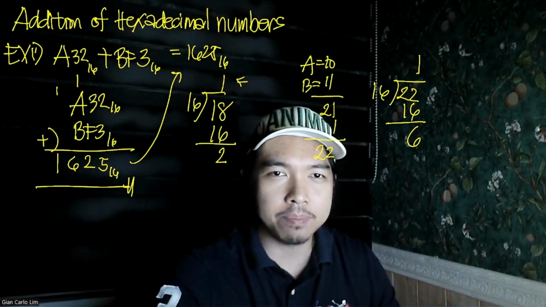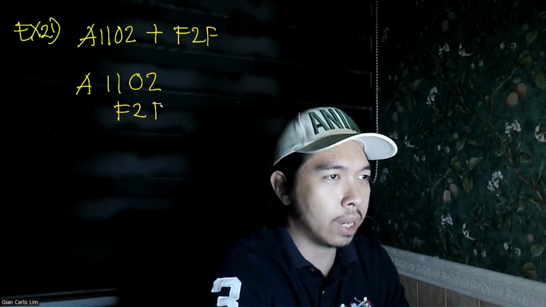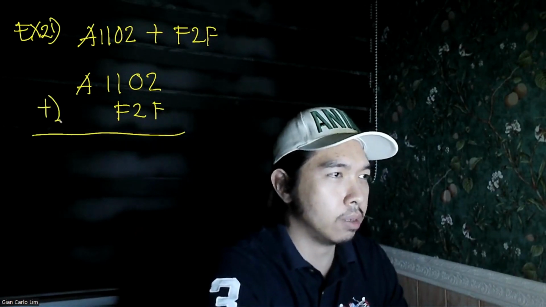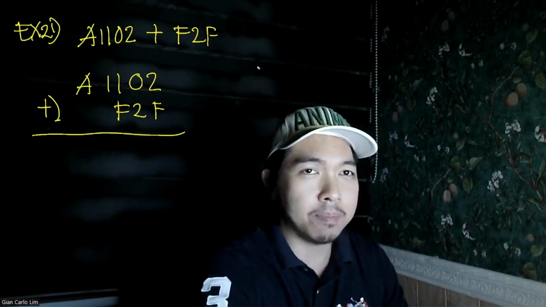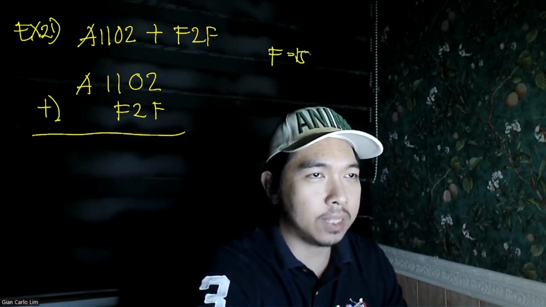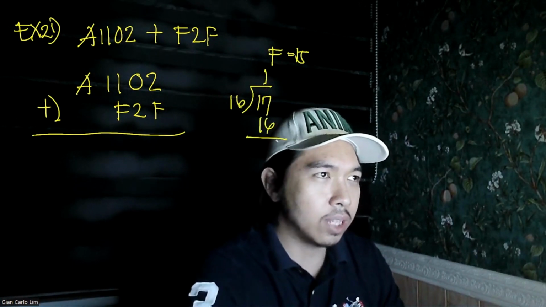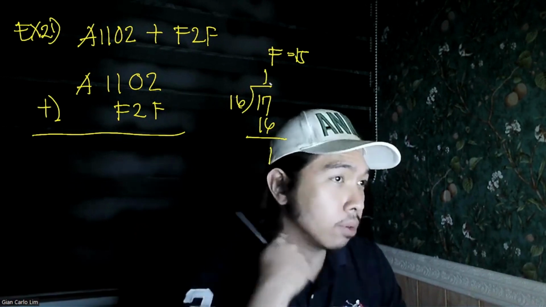Now, let's try another example. We're asked to find the sum of A1102 and F2F. So let's add the two. Addition: 2 plus F, so that's simply 15 plus 2, so 17, since we know that F is equal to 15. 17 divided by 16 is 1 remainder 1.